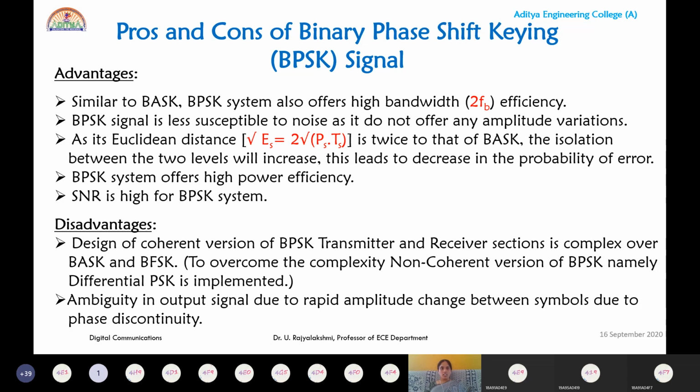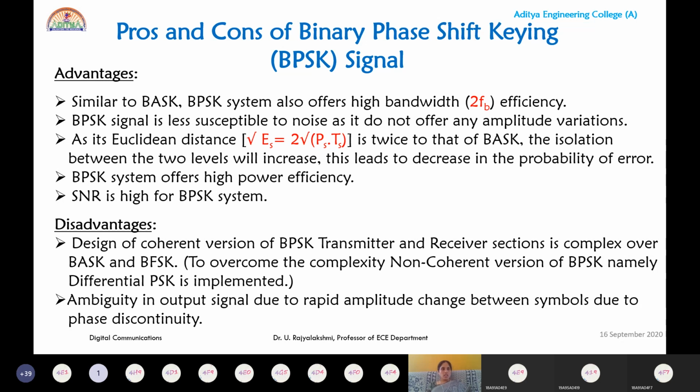And the third advantage is, as I already told you, the Euclidean distance is twice that of BASK. So the isolation will increase. Once the isolation between the 2 points increases, this leads to a decrease in the probability of error, because Euclidean distance is inversely proportional to probability of error. So as the Euclidean distance becomes twice, the probability of error reduces very much compared to BASK. We can't say exactly half, but it reduces a lot. So the probability of error is less in the case of BPSK because of its high Euclidean distance.